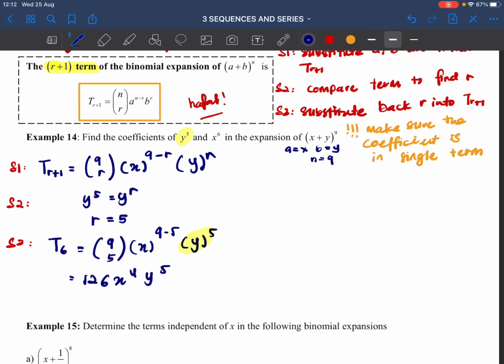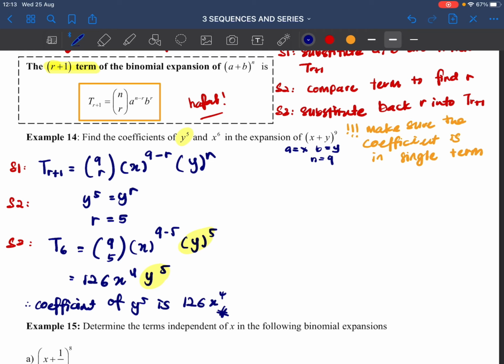Okay, the question said find the coefficient of y^5. So this one we cover up. So what we have left is 126 x to the power of 4. Make sure you write your conclusion. Coefficient of y^5 is 126 x^4. Okay, alright, so that is one thing.